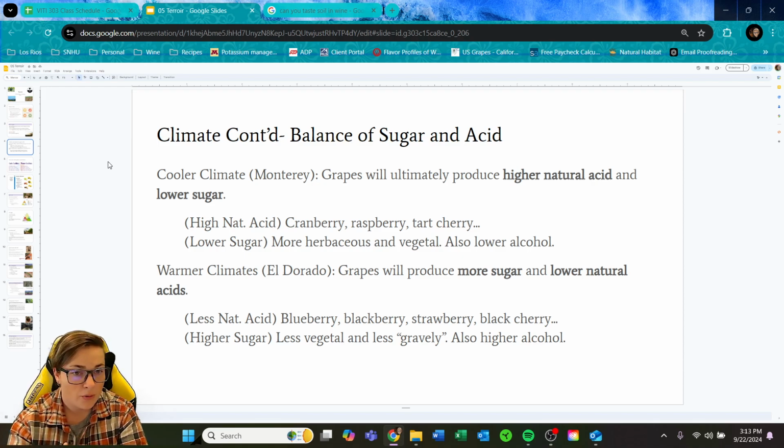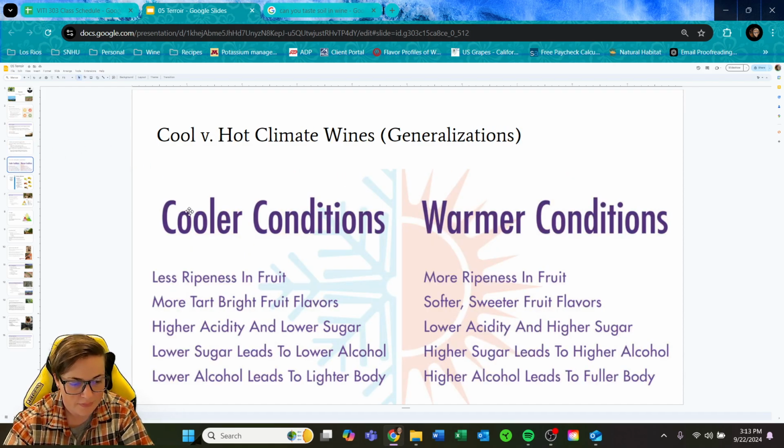And again, these are very broad generalizations. This is just an example for Cabernet Sauvignon. There's always going to be exceptions to this. Here's a nice little graphic that will help you keep it organized, and why this is important.